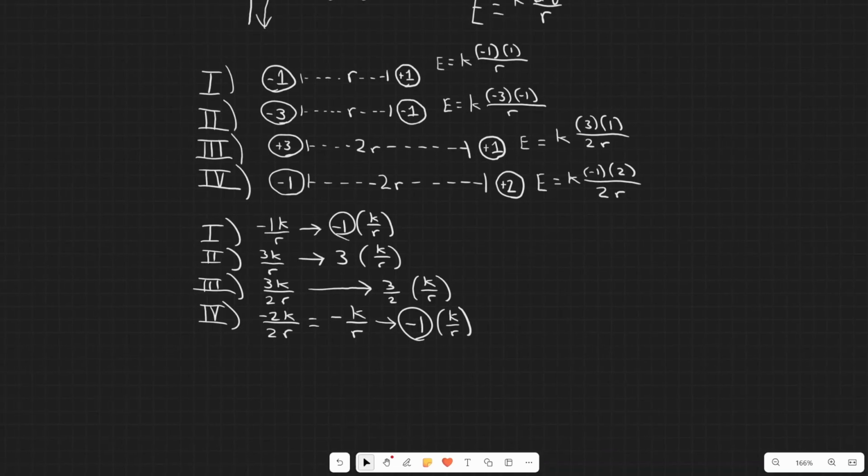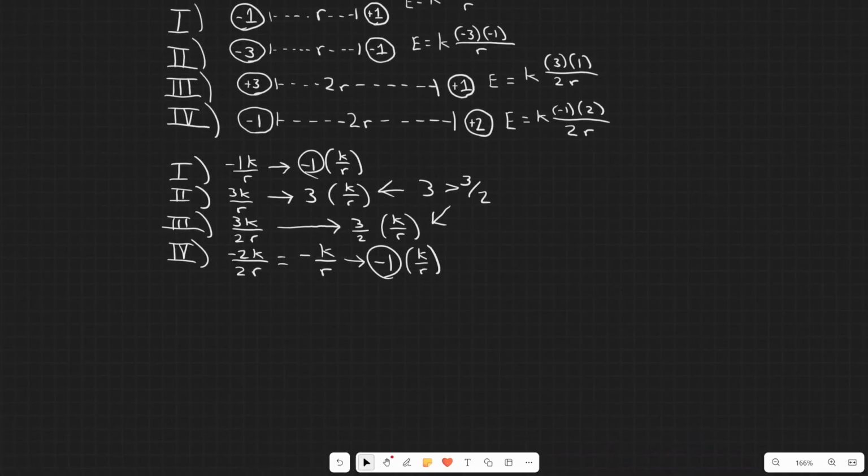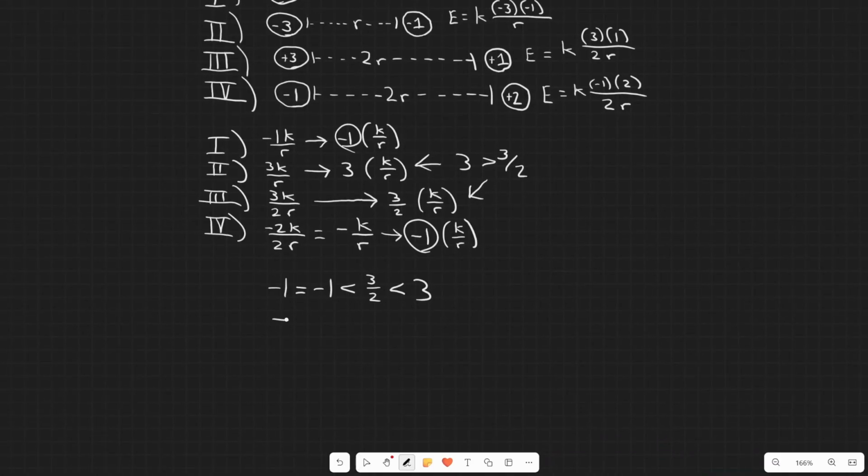We know 3 is greater than 3 halves, and 3 halves is greater than -1, so our final ranking should look like this. If we translate that into their answer choices, we will arrive with 1 equals 4 is less than 3 is less than 2.